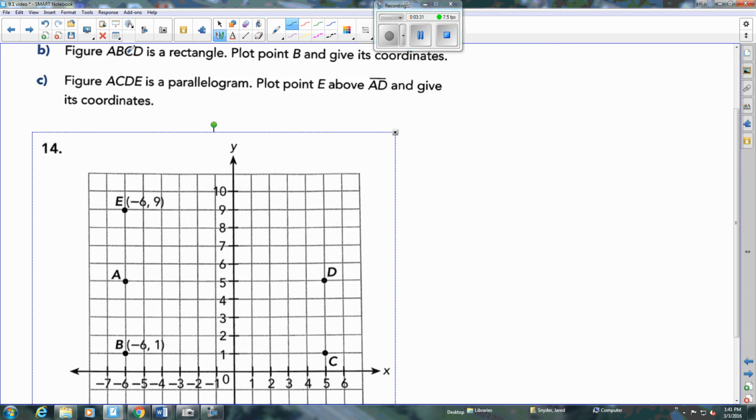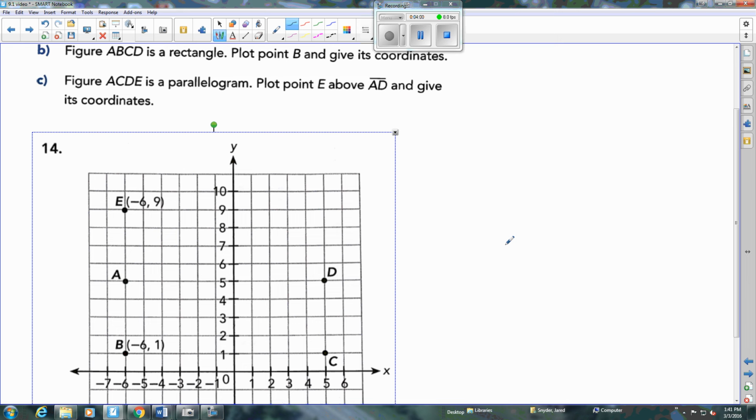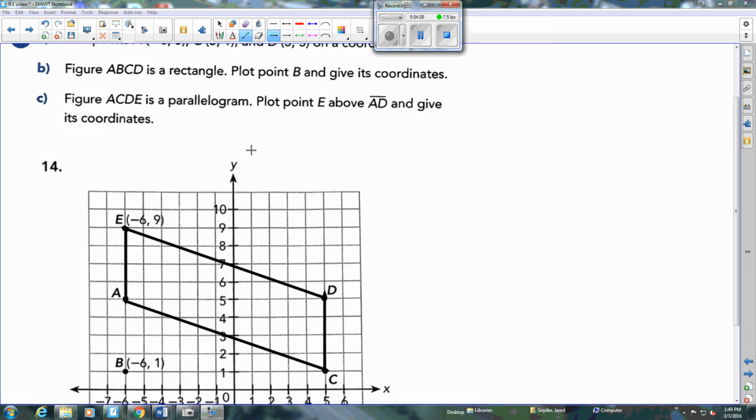Then it says figure ABCD is a rectangle. Plot point B and give its coordinates. So if you had A, D, and C, you would know that B was right here if it was a rectangle, and it gives you -6, 1. Then figure ACDE is a parallelogram. Plot E above AD and give its coordinates. In order to make this a parallelogram, you'd have to plot E at -6, 9. I made a parallelogram just so that you could see what it would look like, but the correct point would be -6, 9.